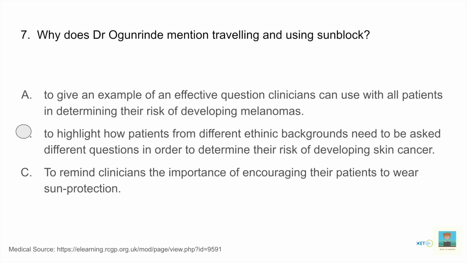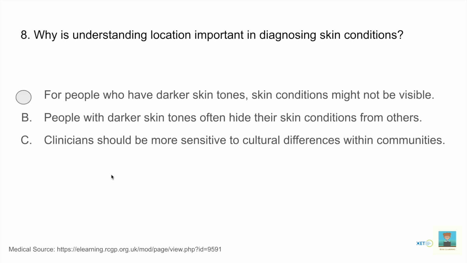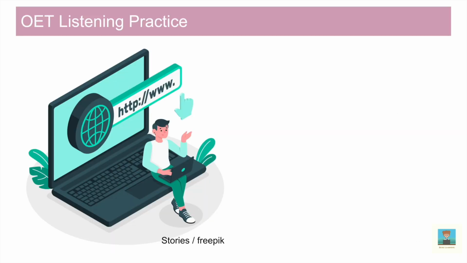Number 7 was B. They need to be asked different questions. For someone with whiter skin, maybe travelling and using sunblock is important because of those UV rays, but on darker skin you need to be asking different questions to get to your diagnosis. And number 8 is that for people who have dark skin tones, it might not be visible that they have a skin condition because it might be hidden. It's not that they hide it or that they're more sensitive, it's just that it might not be in an obvious place.